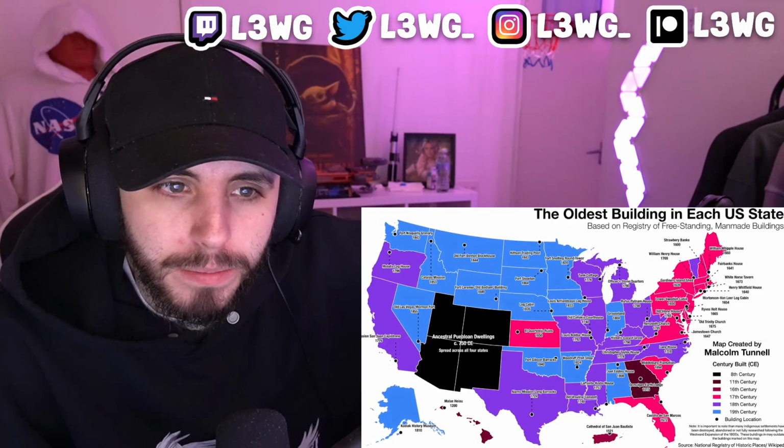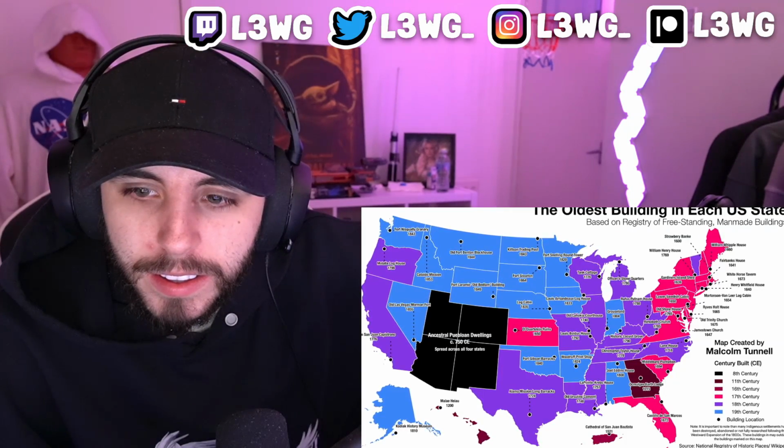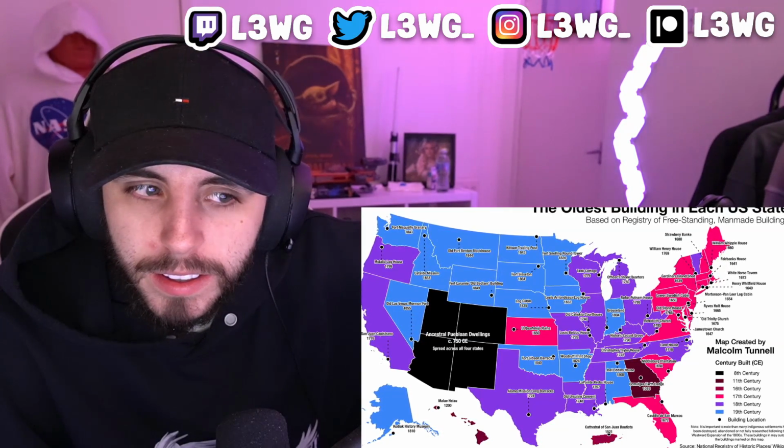And finally, a cool map that shows us the oldest building in each state, establishing a key difference between 2 categories, those who were built by natives and those who were built by colonizers. Utah, Colorado, Arizona, and New Mexico have the oldest remaining buildings.